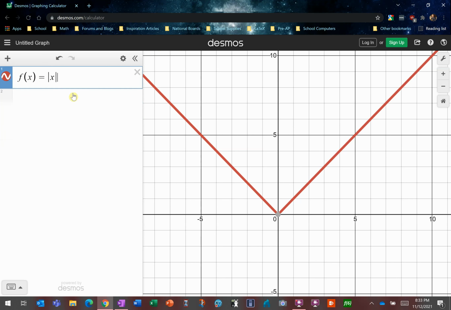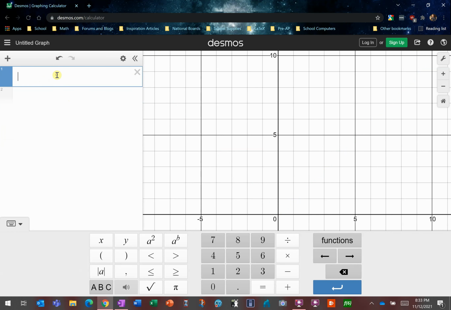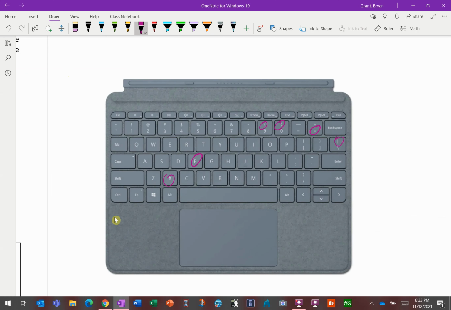Now, if you're on your phone and it's forcing you to use the keyboard that's on Desmos, that's totally fine, right? Let's get rid of my graph and we'll try another one. You can either use y or f of x. Y tends to be a little faster then. Y equals, and then here's your absolute value bar of x, right? Same idea, but I'm going to switch it back to f of x. There we go. So we have our parent function.